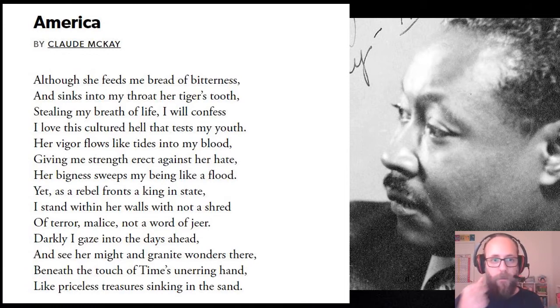All right, so here we are. Let's go ahead and read this. Follow along with me, either on the screen or on your paper copy. Feel free to mark and annotate as you go. Any words you're unfamiliar with, you can circle them. But let's go ahead and look here. America by Claude McKay.